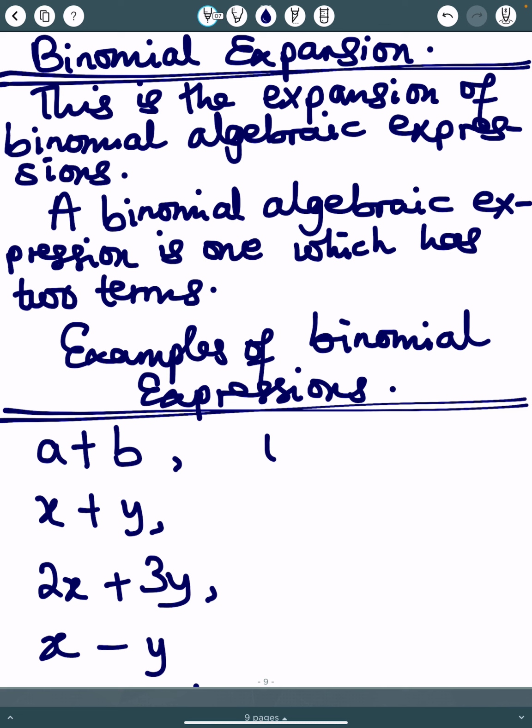Let's go to other letters. u minus 2v, 5a plus c, and so on. All of these have just two terms, so we call them binomial expressions.